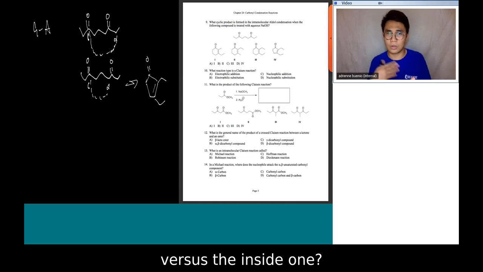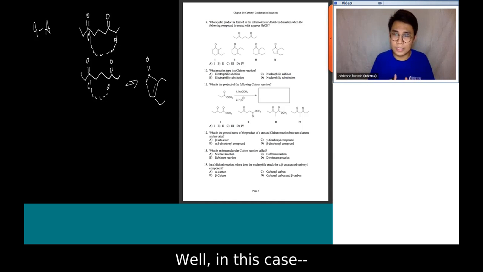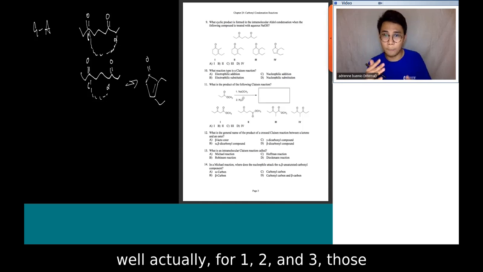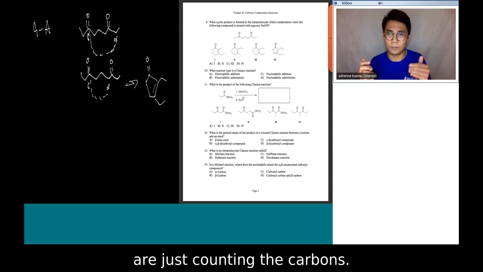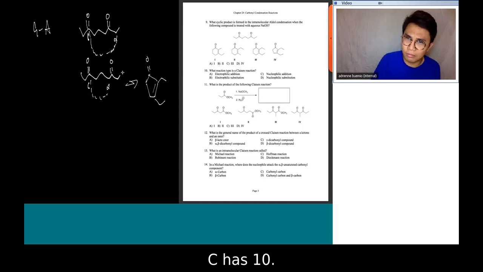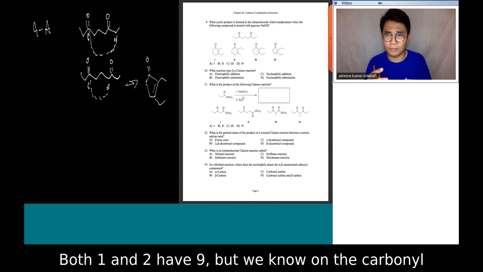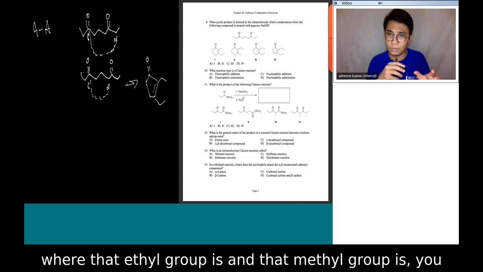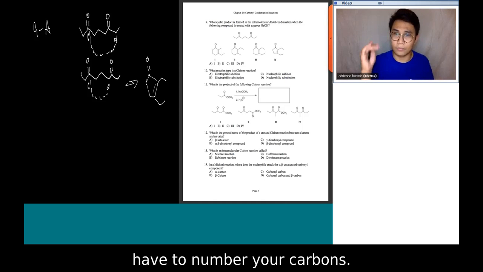So with this, why did we choose the outer one versus the inside one? Well, for 1, 2, and 3, those are just counting the carbons, right? We have 1, 2, 3, 4, 5, 6, 7, 8, 9. C has 10. Both 1 and 2 have 9, but on the carbonyl, where that ethyl group is and the methyl group is, you have to number your carbons, okay?